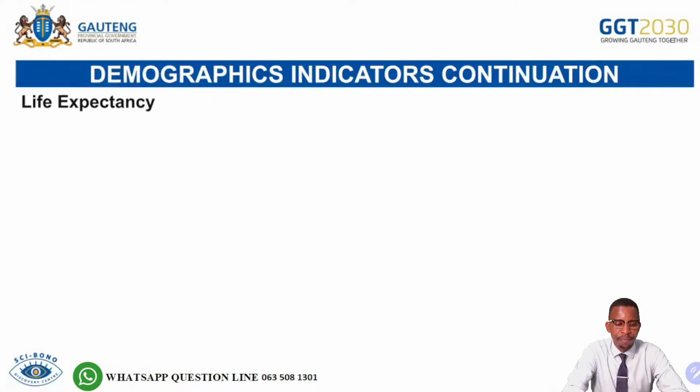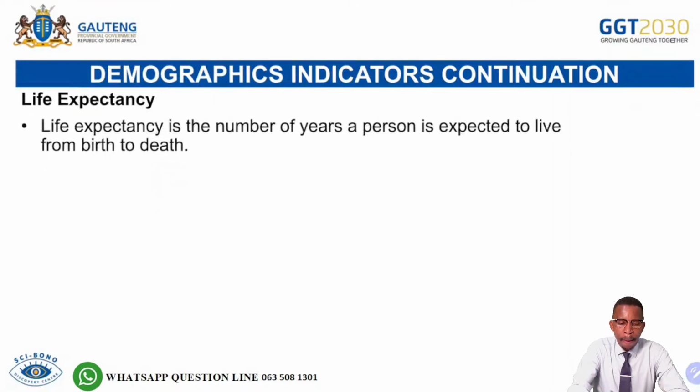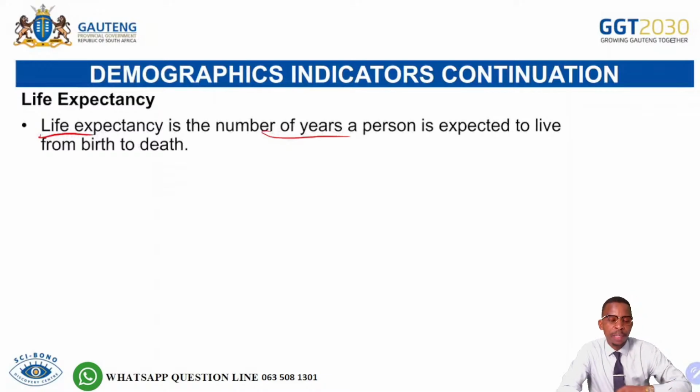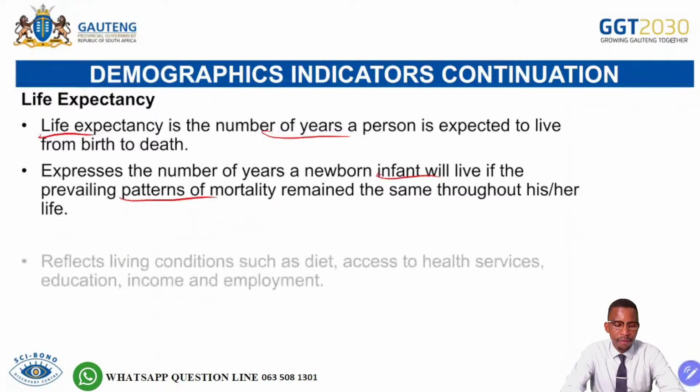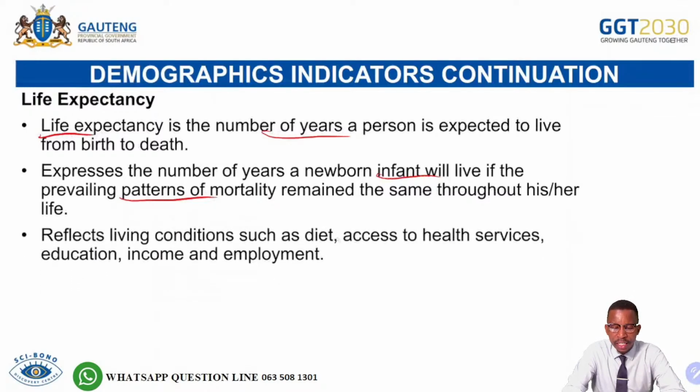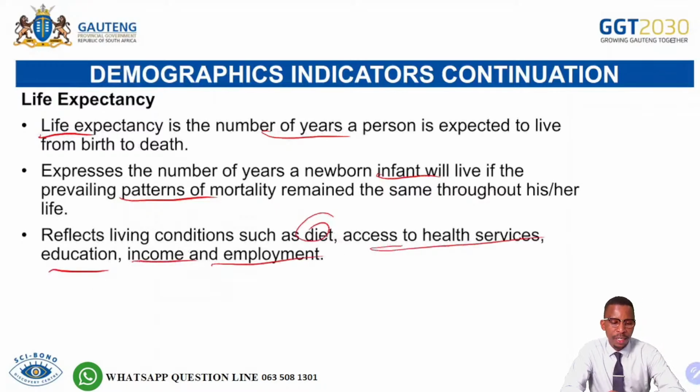We continue. Life expectancy. Remember, we said life expectancy refers to the number of years a person is expected to live from birth to death. And then also, it expresses the number of years a newborn or infant will live if the prevailing patterns of mortality remain the same throughout his or her life. So it reflects living conditions such as diet, access to healthcare services, education, economic and employment.